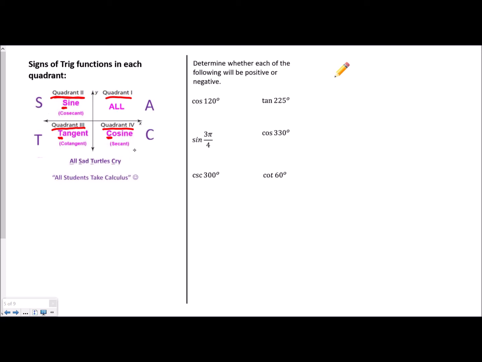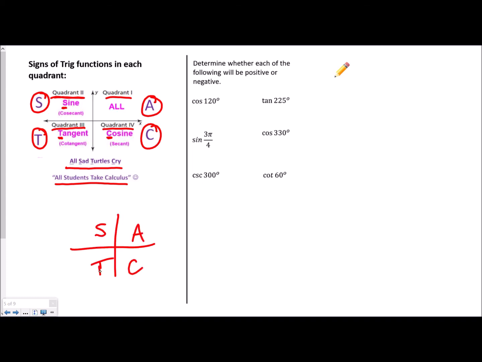Everybody else is negative. Now, this mnemonic thing right here. A stands for all. S stands for sine. T stands for tangent. And C stands for cosine. That's who's positive in that quadrant. So ASTC, that's all sad turtles cry. That's how I remember it. Some teachers say all students take calculus. But ASTC is how you're going to remember it. And you'll see me draw that on some of your work, the key and that kind of stuff, I'll draw that up right there.